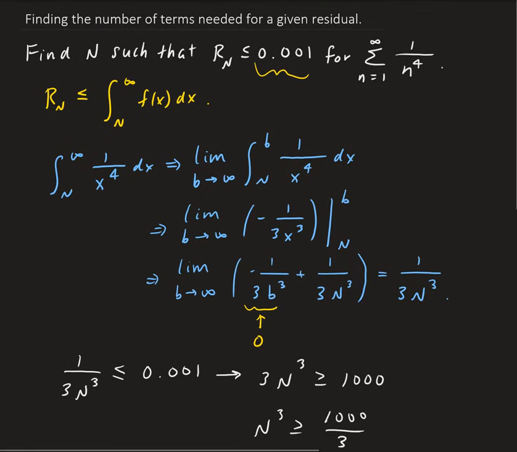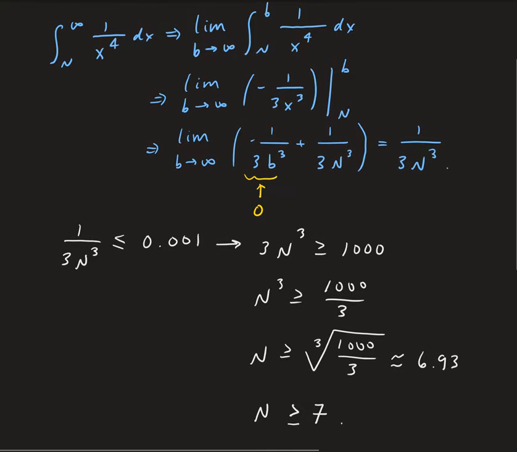That means if we take the series sum from 1 to 7, and calculate that, and then take the difference between that result and the actual sum, the error will be smaller than 0.001. That's what this result means.